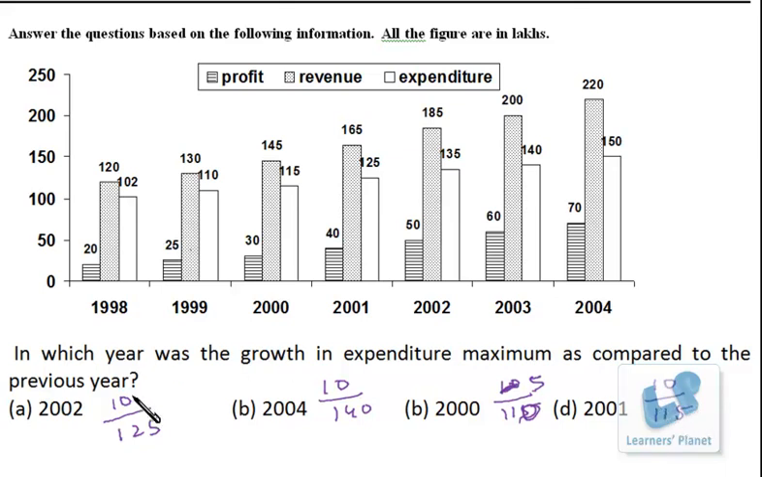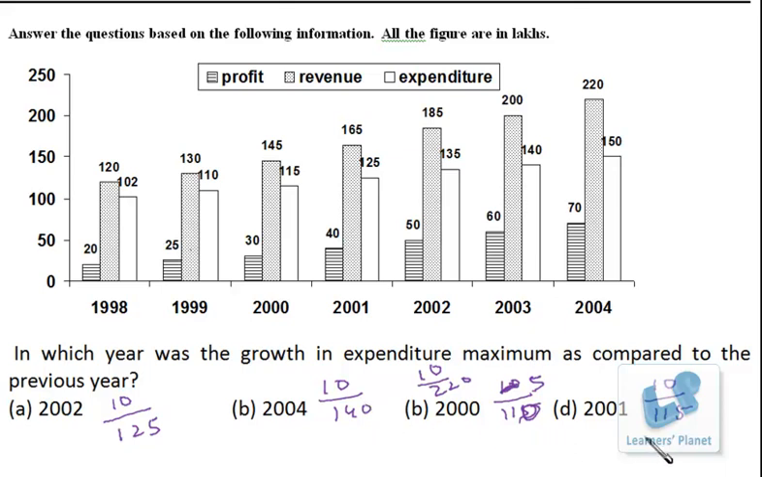Right? Now here 10 by 125, 10 by 140, and if instead of 5 I write 10, it will be 10 by 220, and it is 10 by 115. Now in all the 4 fractions the numerator is same, that is 10. Now the lowest denominator will give us the biggest fraction, or the largest fraction.